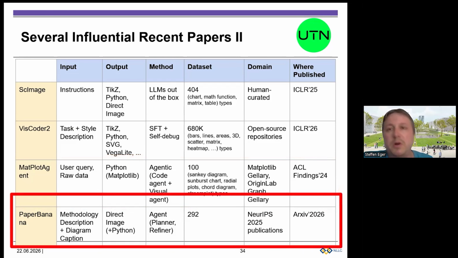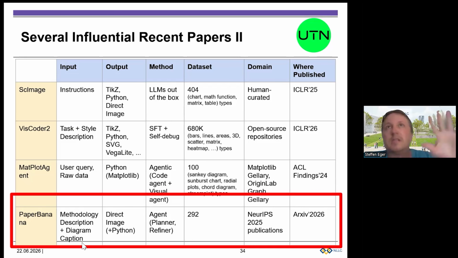Let me end with Paper Banana. That's the Google paper from March 2026, so it's just 3 months old. That, because it's Google, is likely to have a lot of impact. They also have an agentic modeling with a planner and refiner. What they do is they only generate certain types of figures, so they do not allow generating all kinds of figures. They just allow generating methodology figures. So basically, if you have an overview of the methodology that you use in your paper, that's the kind of figure that they are targeting.